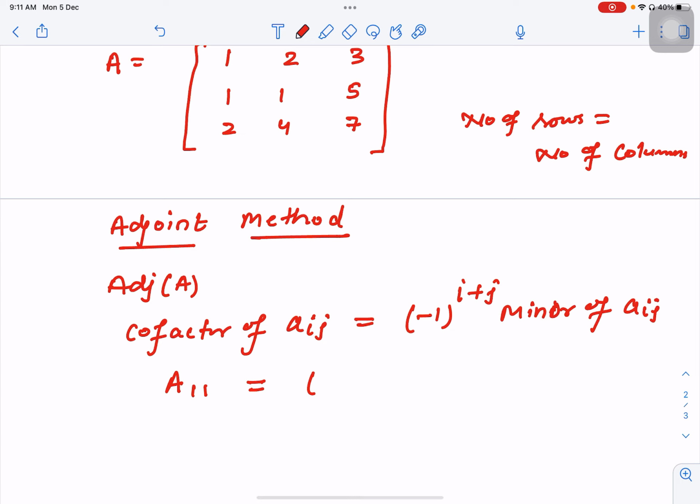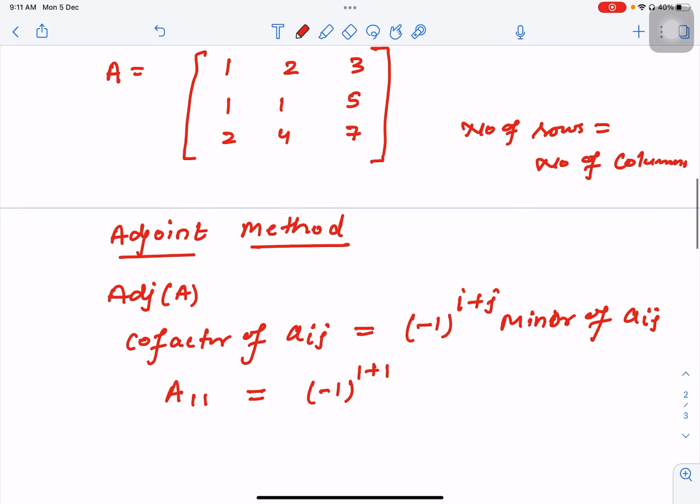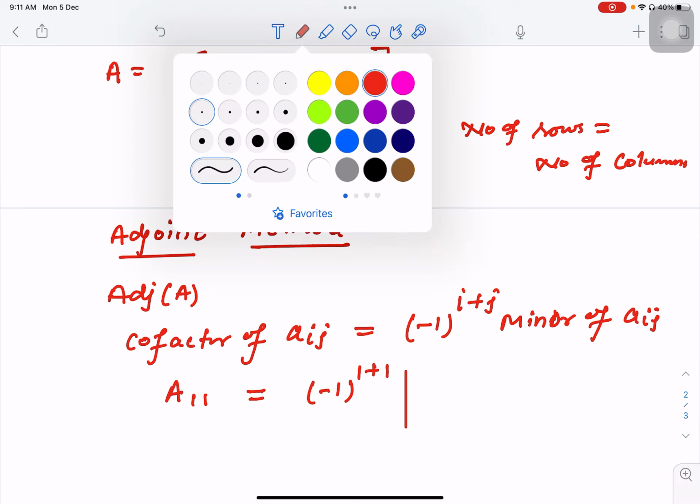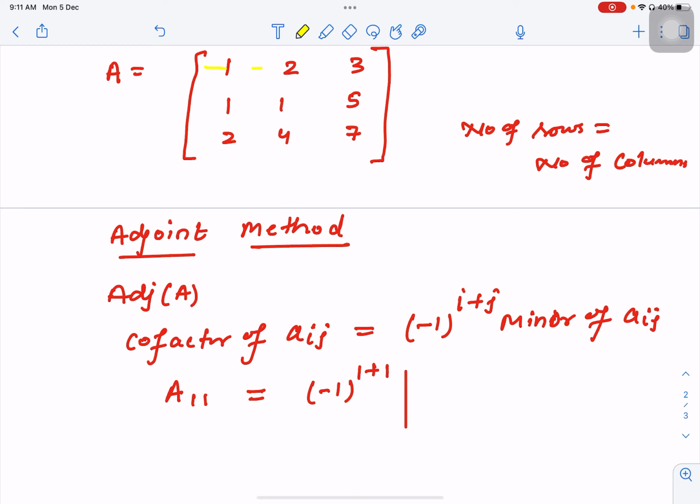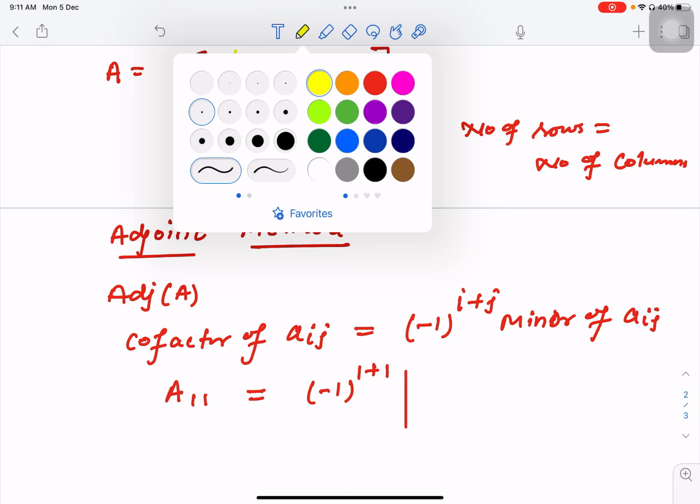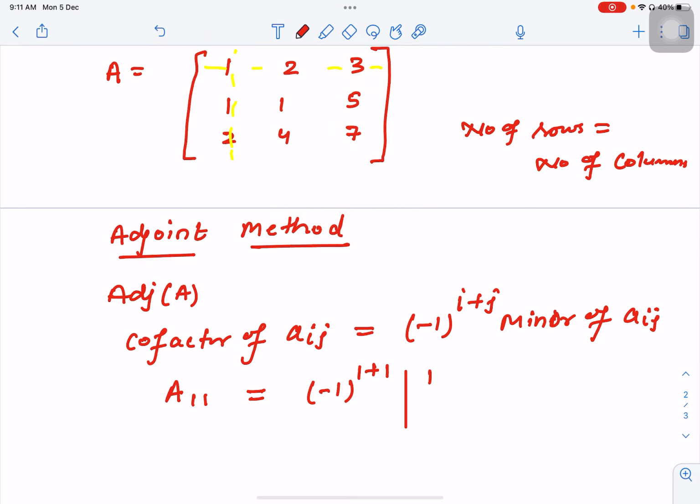A11 के लिए हम लोग क्या करेंगे, the formula will become -1 raised to 1 + 1 and then delete first row, delete first column. If you delete this row and delete this column, what remains? Just write down that element. क्या बचता है? 1, 4, 5, 7, right? So this will become -1 raised to 2, which is 1, and you know how to solve this, it will be 7 minus 20, which is nothing but -13.